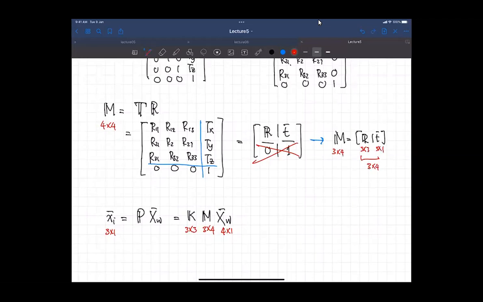Is that imaginable? So basically, when I write R and then that line, T bar, you can imagine it in this form here. That is the meaning of RT without 0 and 1. Any question, anyone?